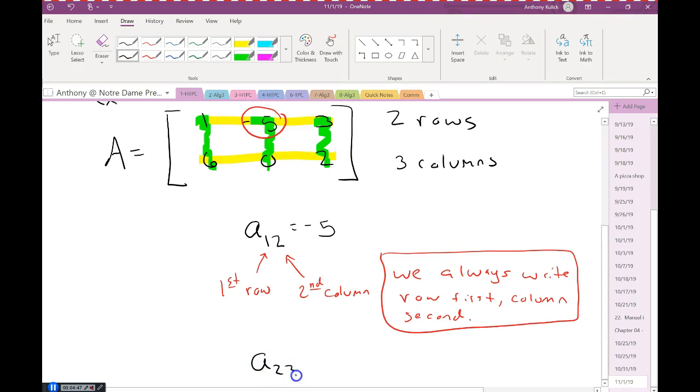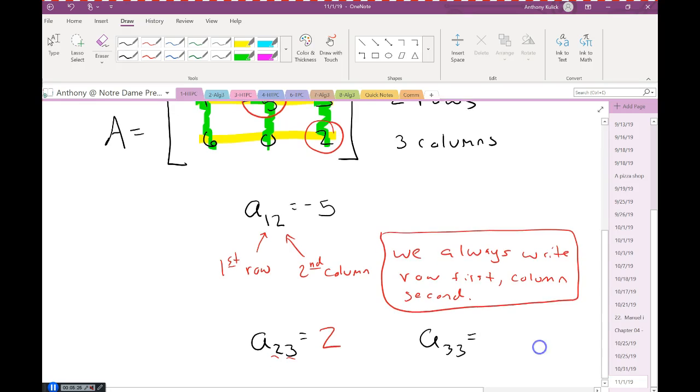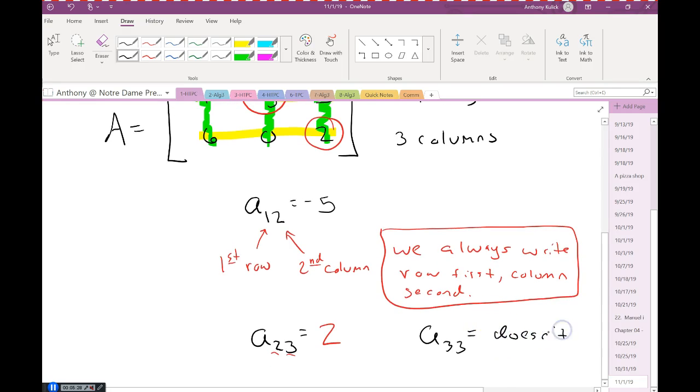So if I asked you which number is A23, what is that one going to be? That's going to be the second row and the third column, that would be the 2. What if I asked you what a 3, 3 is? That doesn't make sense, right, that question? You would say something like, this doesn't make sense. Why doesn't this make sense? Yeah, there's not 3 rows, right? So you can't even talk about something like this for this matrix.